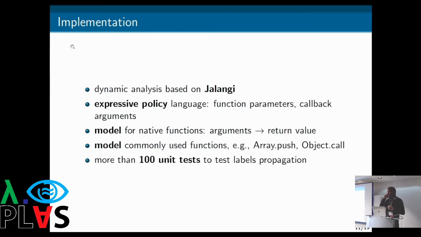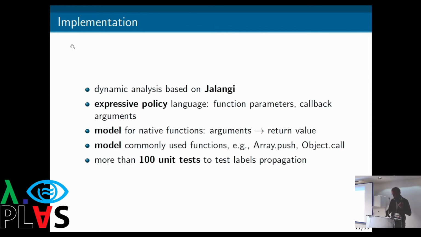Now a bit about the implementation. We build our taint analysis based on the Jalangi framework for JavaScript dynamic analysis. We have an expressive policy language that allows us to mark parameters, callbacks, arguments, and so on. We have a set of models, some for the built-in native functions, where for the majority of them we propagate taint from the argument to the return value. And for some specialized, widely used functions like array push, we have a different model that we wrote. We have a lot of unit tests to show that our dynamic analysis propagates the taint as expected.